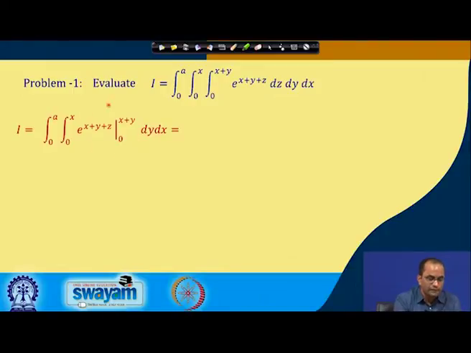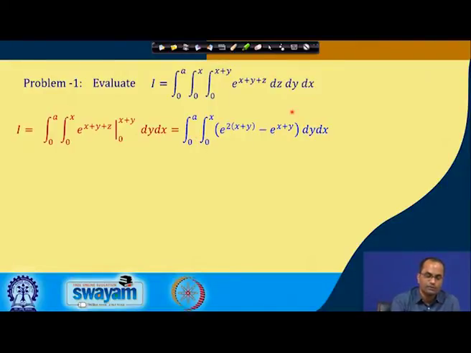We can substitute that. Once we put the limit of z as x plus y, we get 2 times x plus y, since x plus y was already there and z is substituted as x plus y. So we are getting exponential power 2 times of x plus y, minus the lower limit, where z is set to be 0. So we will get e power 2 times x plus y minus e power x plus y, and now we have only the two integrals left, with respect to y and then with respect to x.